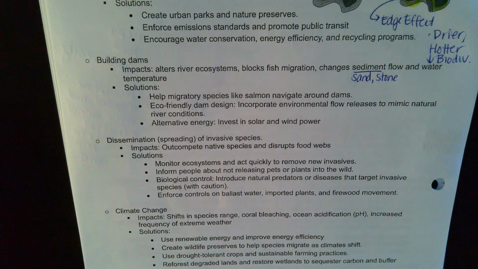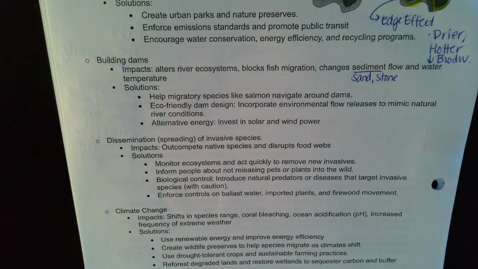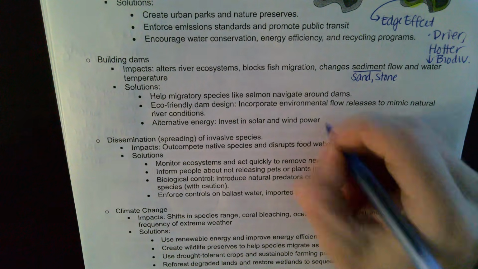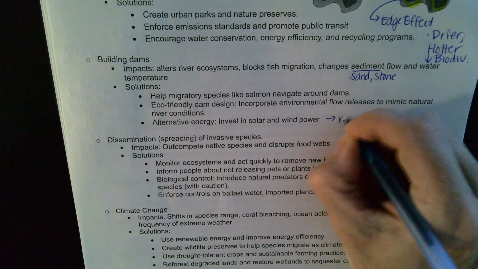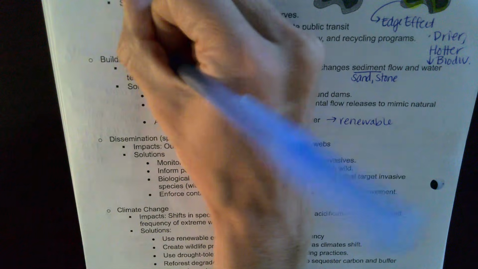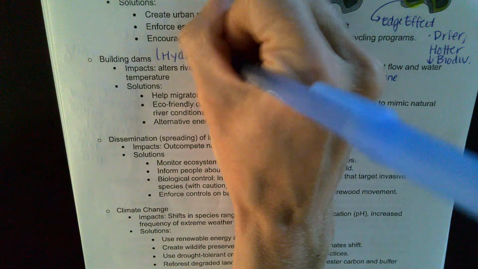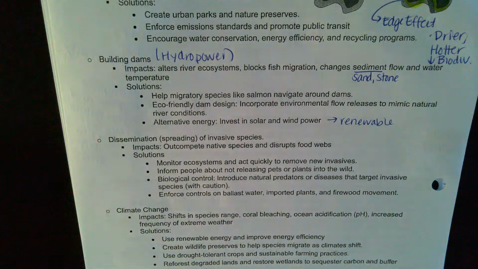So building dams, solutions could be help migratory species like salmon navigate around dams, eco-friendly dam design, incorporate environmental flow releases to mimic natural river conditions, and also alternate energy. Invest in solar and wind power. You might see these used as renewable. Building dams, this is hydropower. Remember, hydro means water from one of the sphere things that we did earlier.